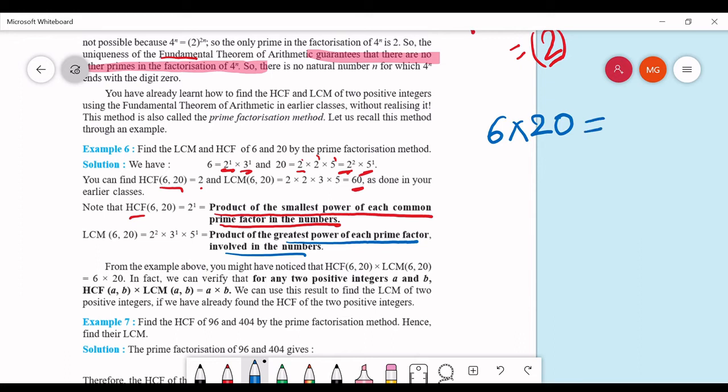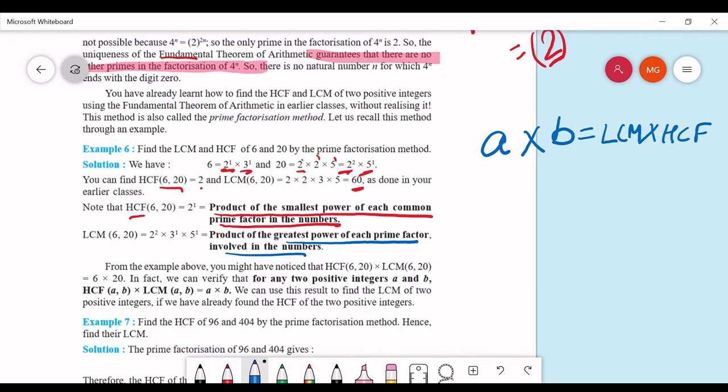Okay, let me write it in the form. If the numbers are a and b, the product of your LCM and HCF is equal to the product of the numbers you have taken.